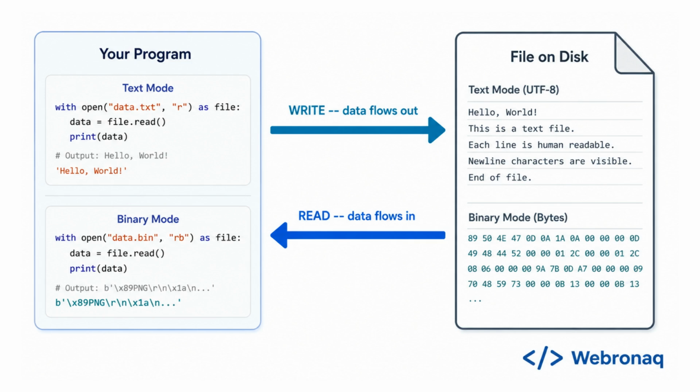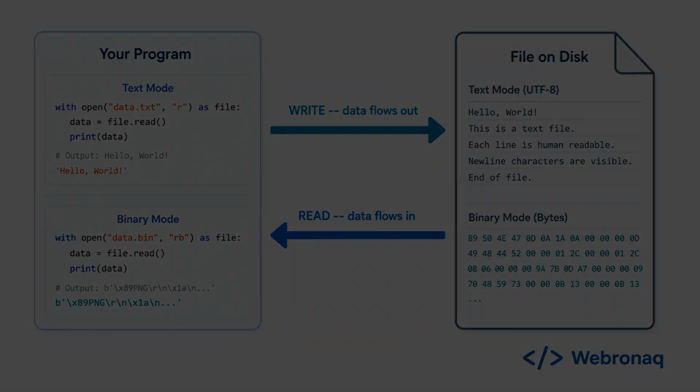In binary mode, you're working with raw bytes. Images, audio, compiled executables. These aren't strings, they're sequences of numbers, and binary mode handles them exactly as they are, no conversion. The mode you choose when opening the file, as we saw in the last slide, controls which of these two worlds you're working in. In the final slide, we'll tie the whole file handling lifecycle together.